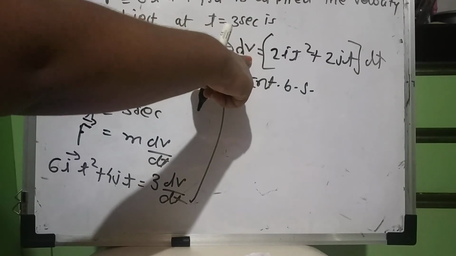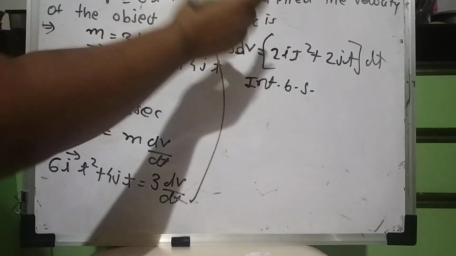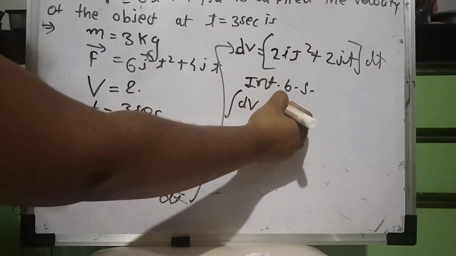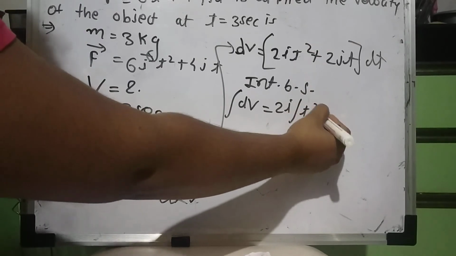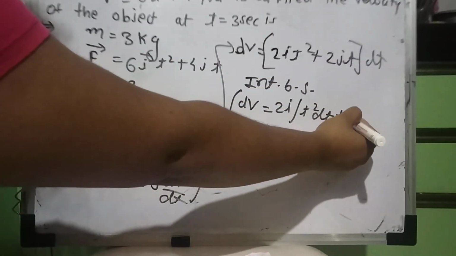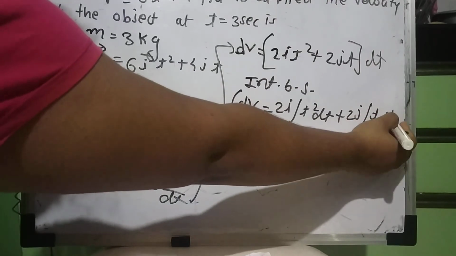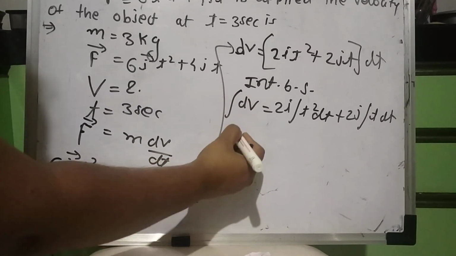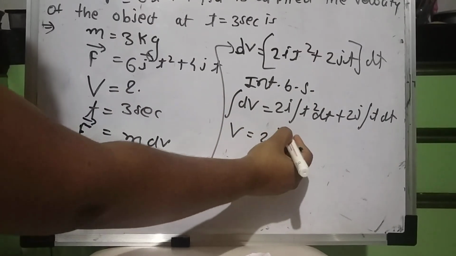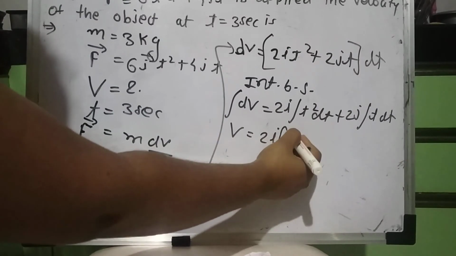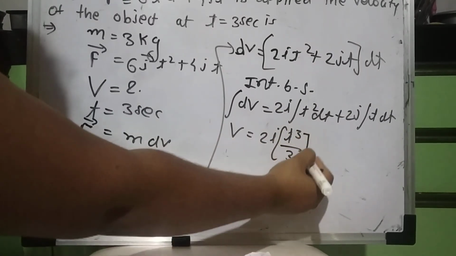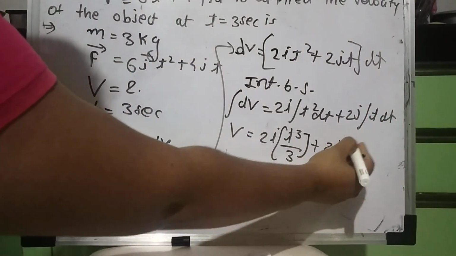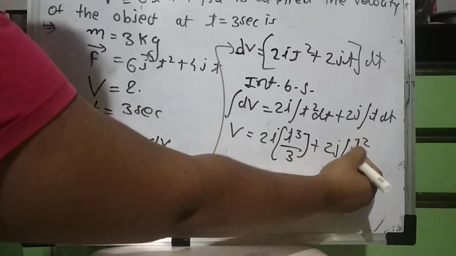If we integrate this dv, then the integration and d cancel. We get what? Simple v. Integration of dv is equal to 2i, a constant, integration of t square into dt, plus again 2j is a constant, integration of t into dt. Integration and derivative cancel. Therefore v = 2i, integration of t square, it is t cube divided by 3, plus 2j, integration of t, it is t square by 2.